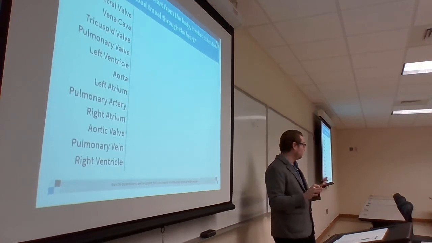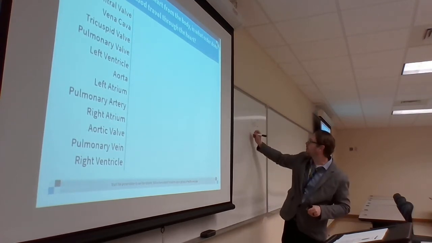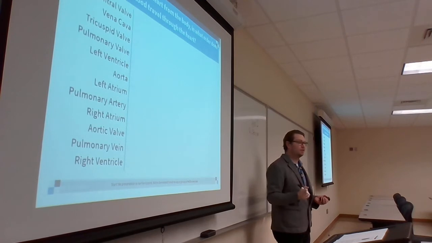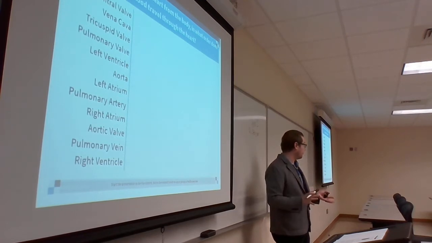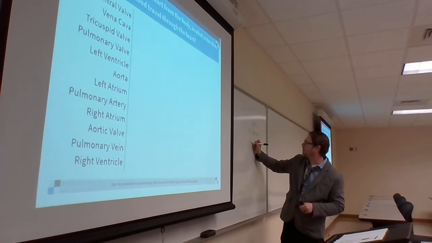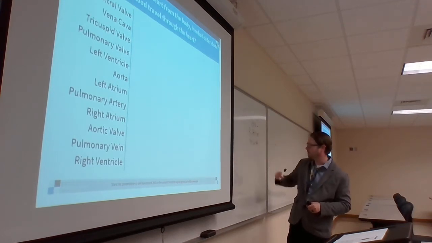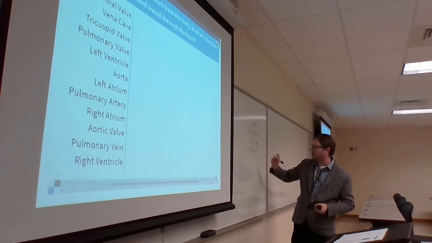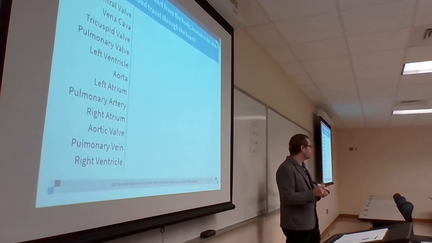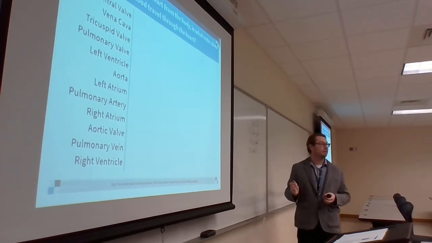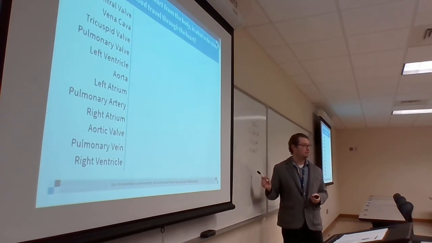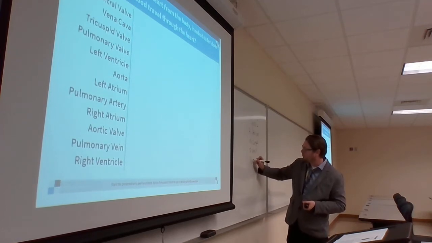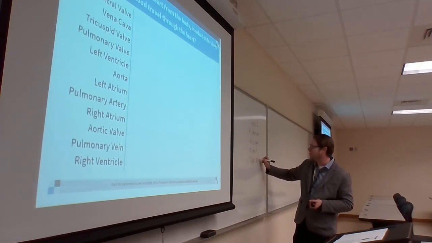Then where do we go? Right atrium. Everybody feel good about that? Right atrium. Then we pass through the tricuspid valve. Tricuspid, then right ventricle. Then we have a big swoop, and before the pulmonary artery, we go through the pulmonic valve. Pulmonary valve, yep.